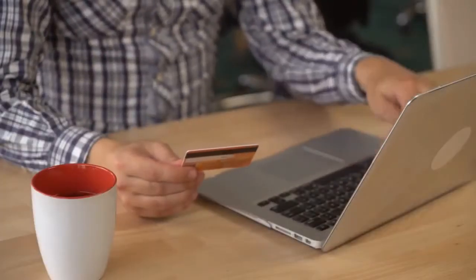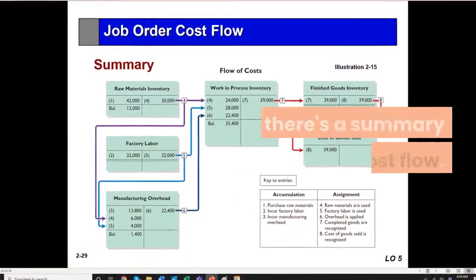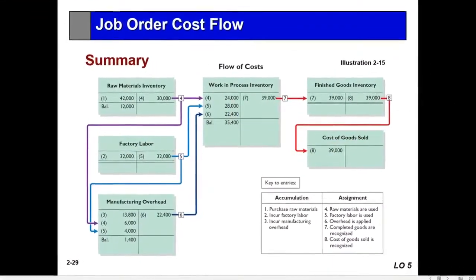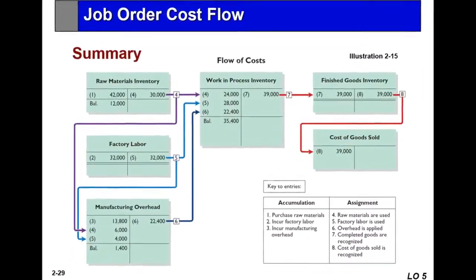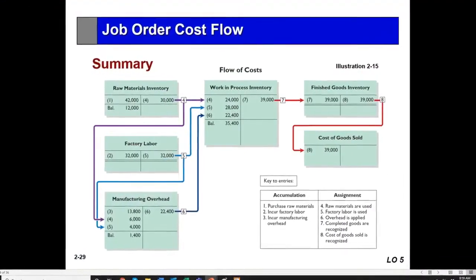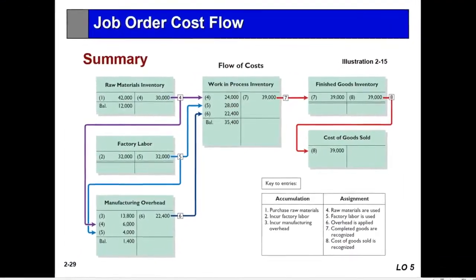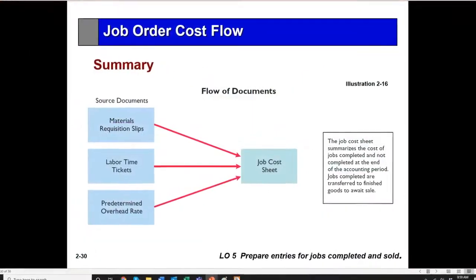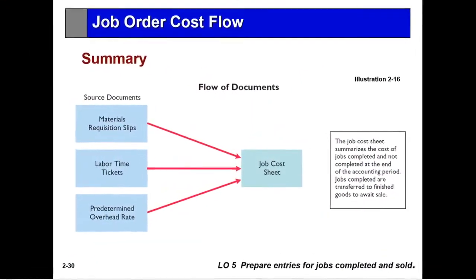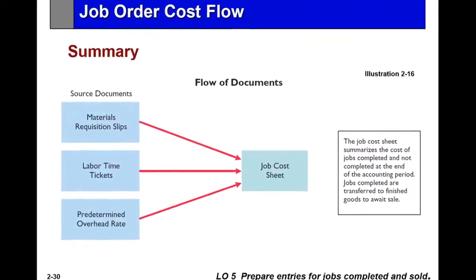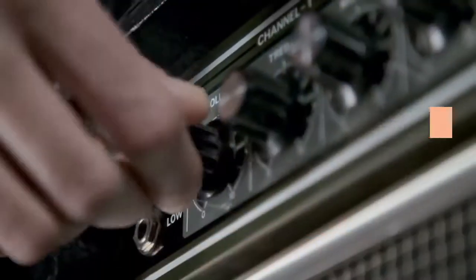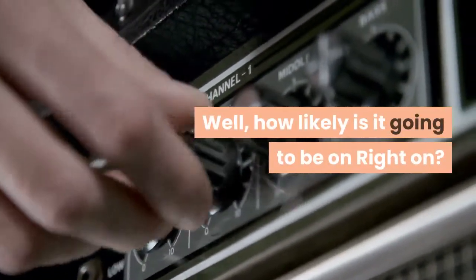The card is finished and sent out. So there's a summary of the cost flow. The three cost elements go into work in process, into finished goods, then sold. It becomes a period cost, cost of goods sold. Up until finished goods, it's a product cost. The job cost sheet records the material and the labor and the predetermined overhead. Now it's an estimate of overhead, an annual estimate. Well, how likely is it going to be right on?